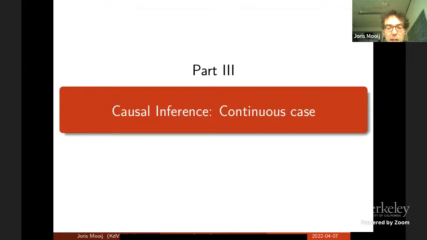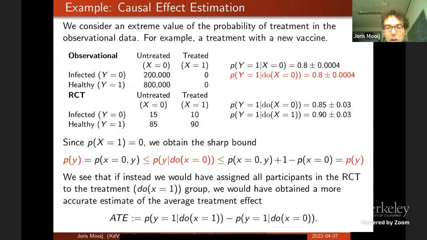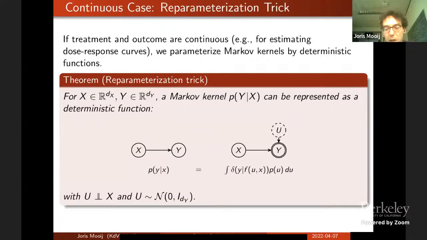What can we do in the continuous case? Actually, I don't know if this idea is new, or if anyone is already doing this. But I thought it's a nice way to exploit these bounds, and could be practically relevant. But let's move on to the continuous case now.